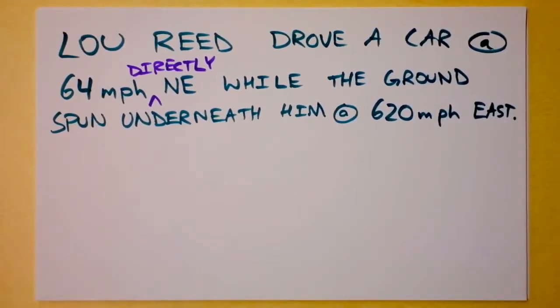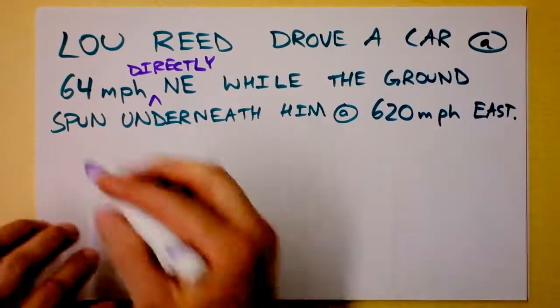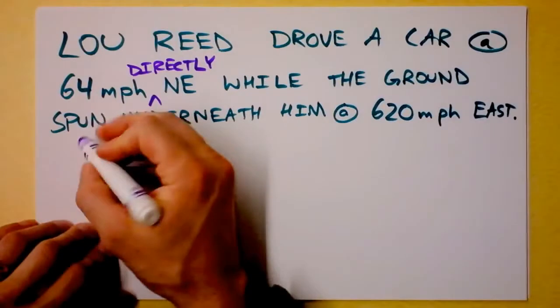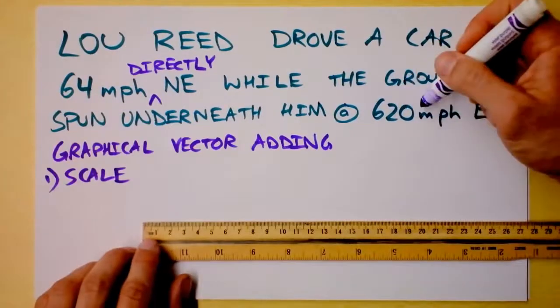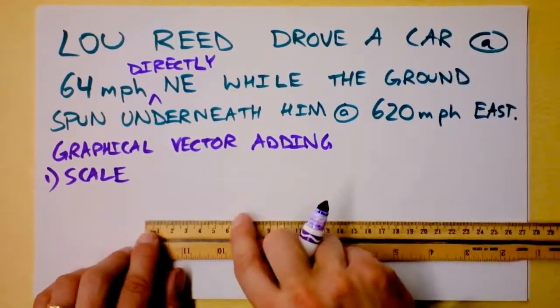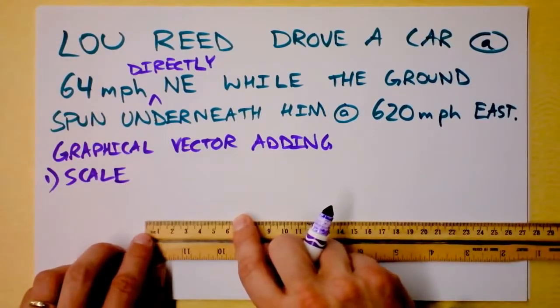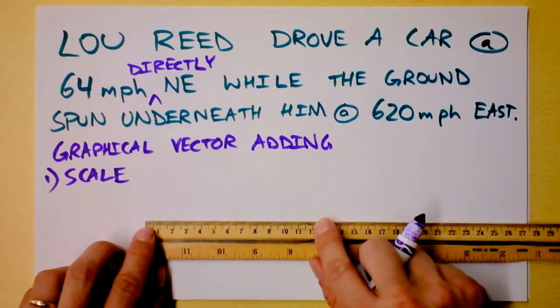Super. Okay, so Lou Reed's driving this car, right? And he's going directly northeast. So here's how we'll add vectors. East. So I'm thinking, well, could 100 miles per hour be 1 centimeter? Then that vector there, 620, would be this long. That vector would be very, very short. So maybe I could double that. Maybe I could go up to 12 or something.